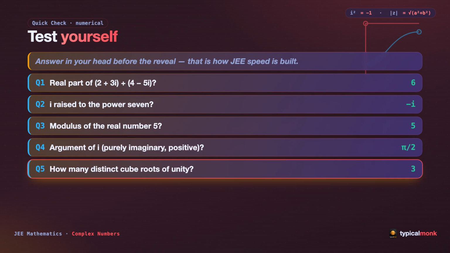And question 5. How many distinct cube roots of unity are there? Exactly 3. 1, omega, and omega squared. If you caught all 5, you have truly understood today's class.